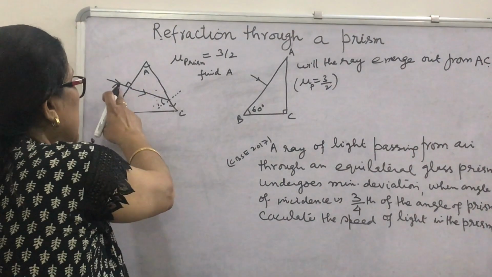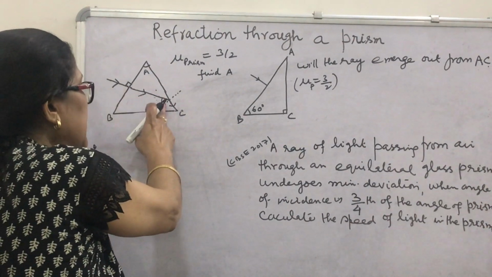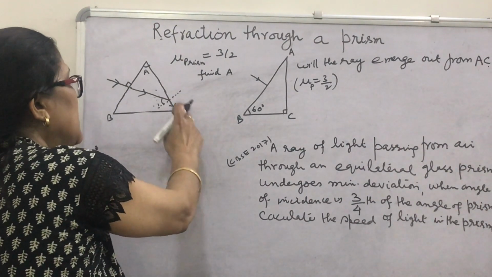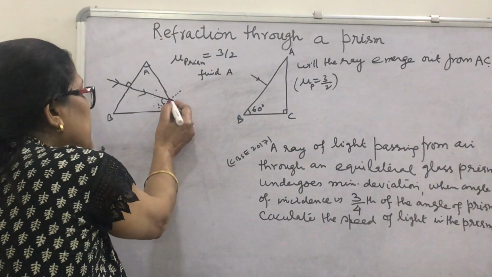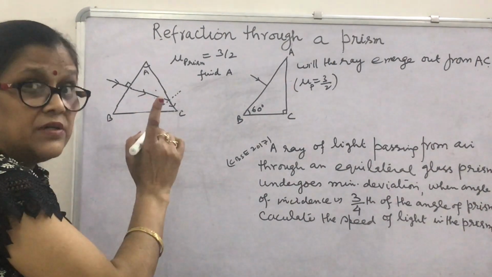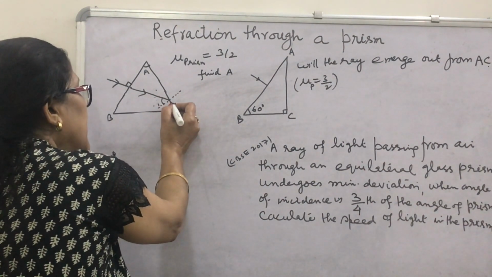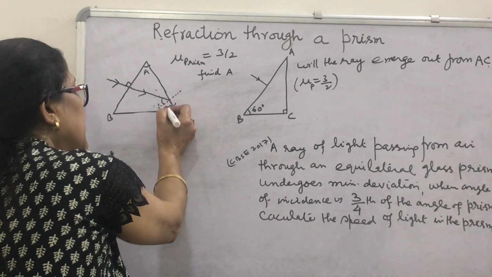Look here, the ray is incident normally at the surface AB, so it will go straight and come to the surface AC. If it emerges along the surface AC, this is called grazing emergence. Then what will be this angle? 90 degree here. This will also be 90 degree here.